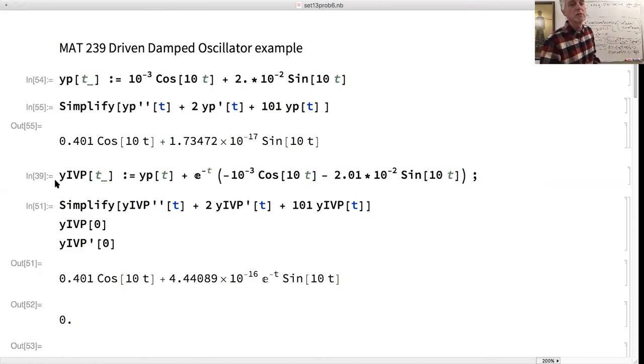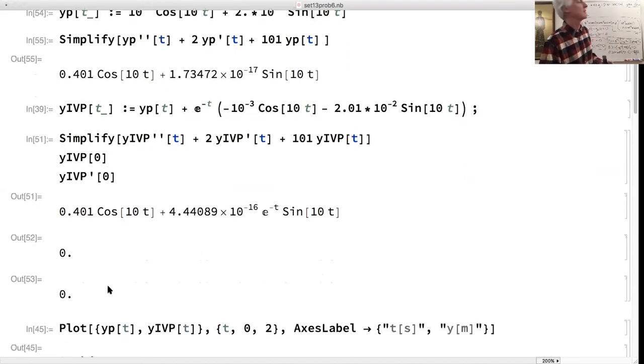Okay, and then for the solution to the initial value problem, yIVP, I call it here, I take yp plus yh. And the yh should be just like what I wrote before, minus 10 to the minus 3 cos 10t minus 2.01 times 10 to the minus 2 sine 10t. That's good. And so when I simplify the whole left-hand side of the differential equation, I indeed get the right-hand side plus 10 to the minus 16 times junk, right? And then I also check the initial conditions. y of 0 is 0, and y prime of 0 is 0. So I satisfy the equation and the initial conditions.